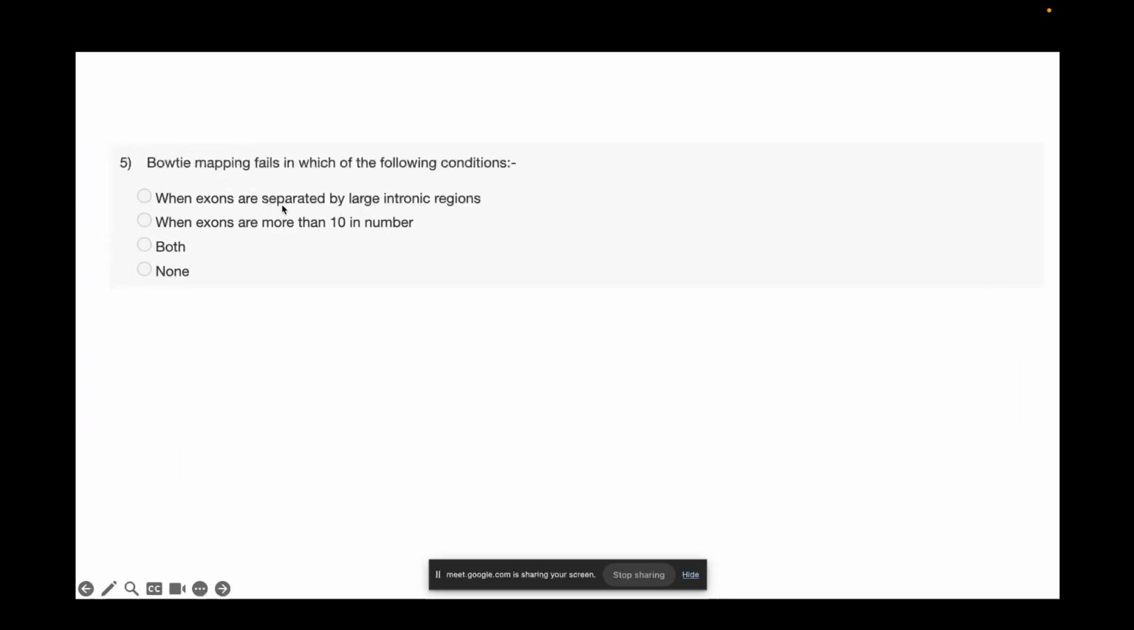Okay, Bowtie mapping fails basically in cases where exons are separated by large intronic regions, because if you remember the algorithm, you have one part of the read aligning to one part of the genome, the other part of the read aligning to another part of the genome. So if it is separated by long intronic regions, it becomes difficult for the mapping to take place. So the answer would be exons are separated by large intronic regions.